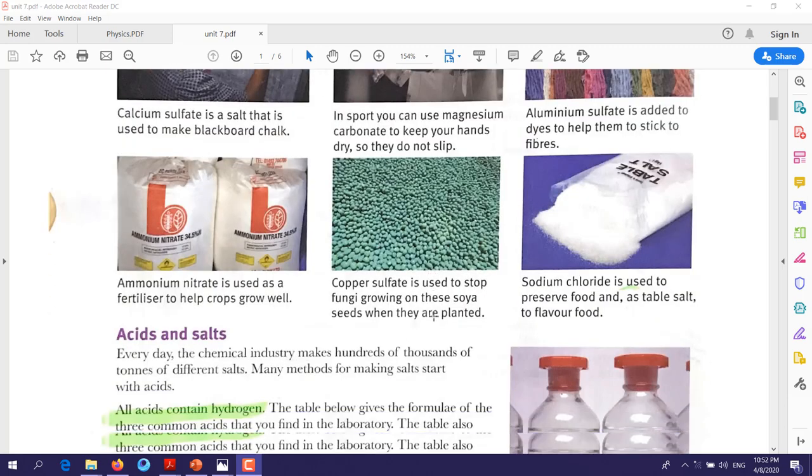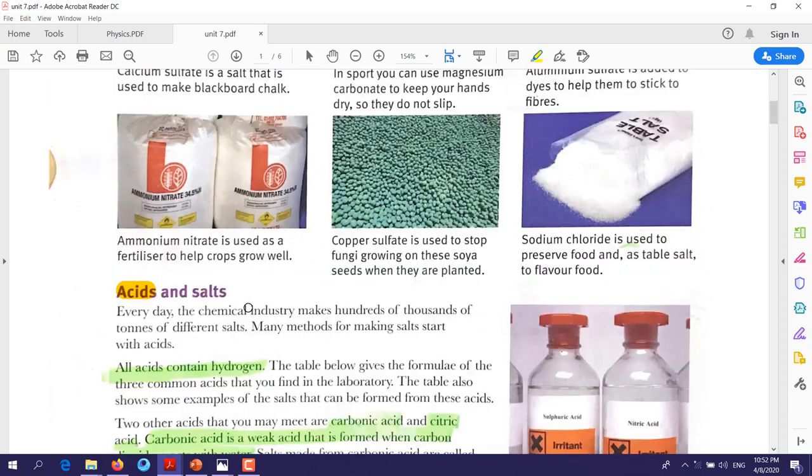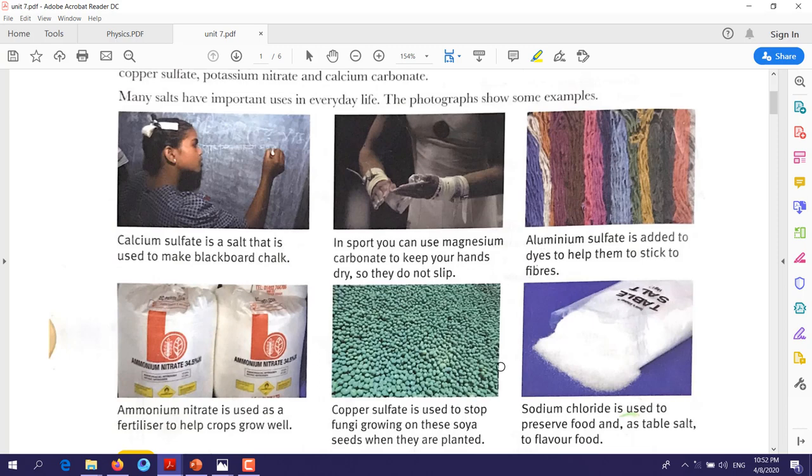Then, acid and salt. The main way to prepare salt, or the main way to make or to produce salt, is by using acids. Let's come back to these examples of salt.